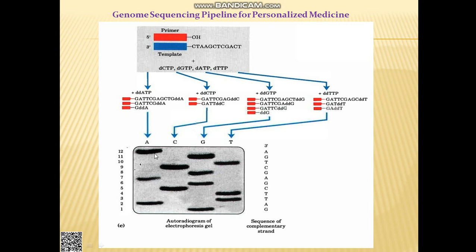So in the largest DNA, what will be the sequence? A. Okay. Then what is the next sequence? 11. This one. Here it should be G. So here it is G. Then next it is what? 10. T. So here it is a T.